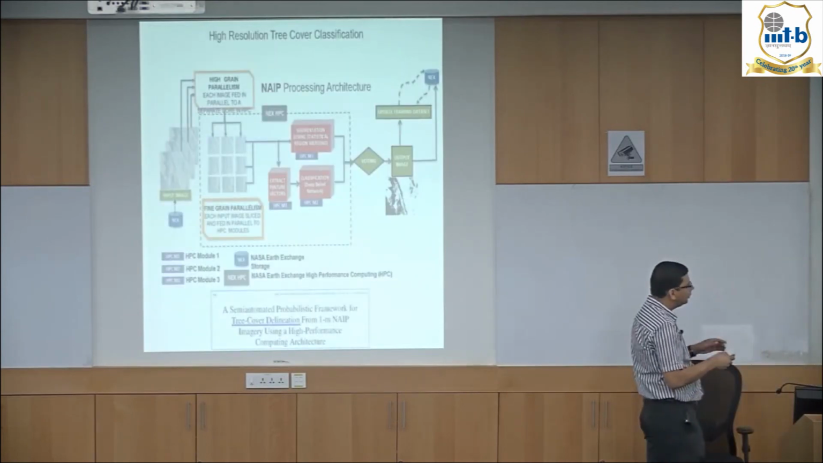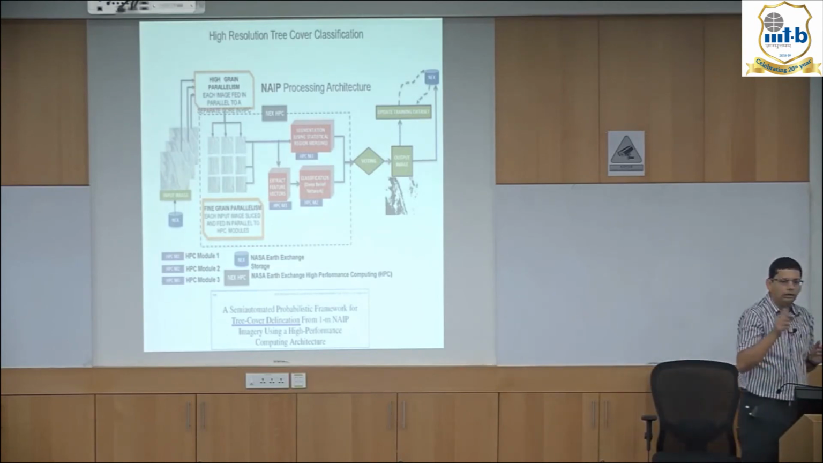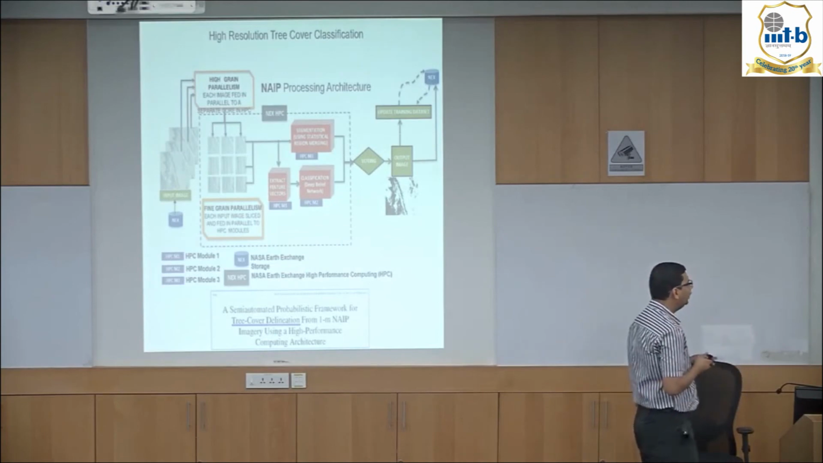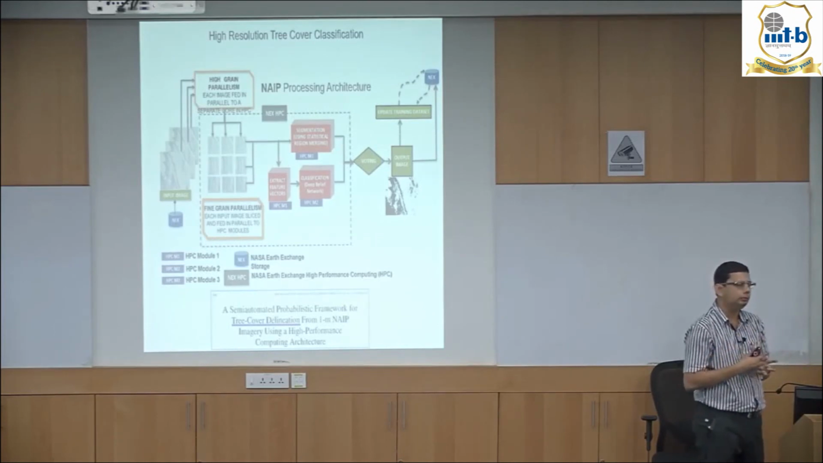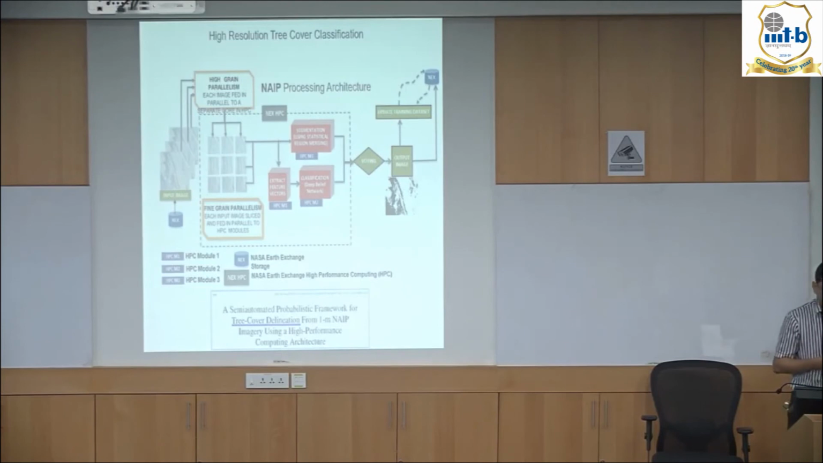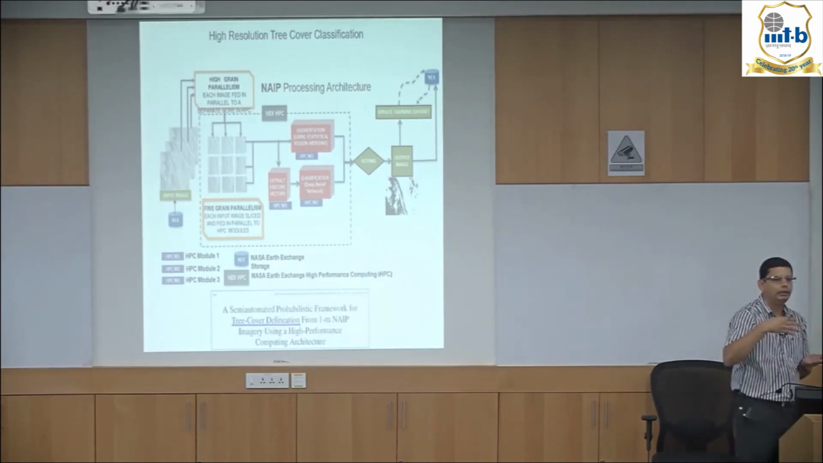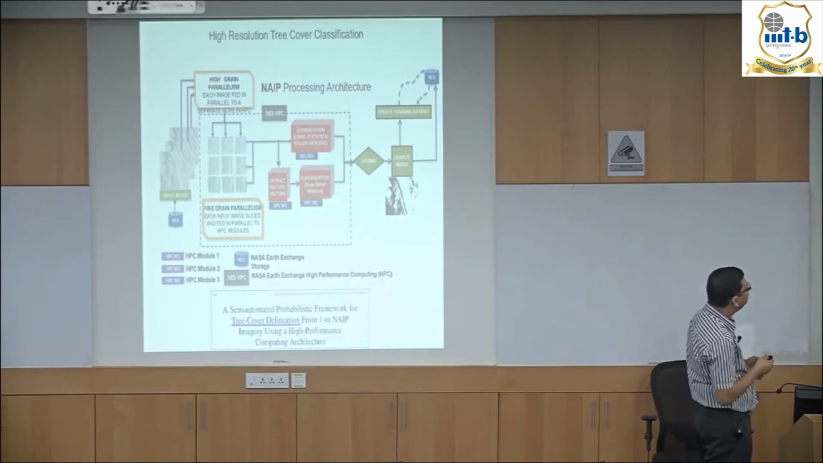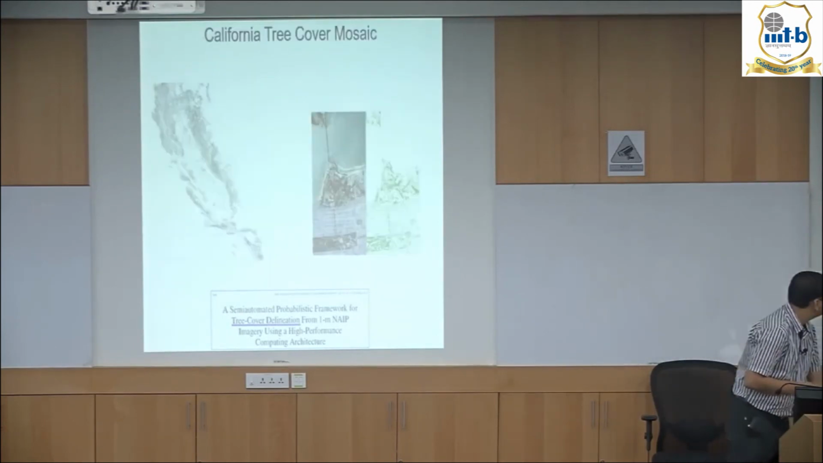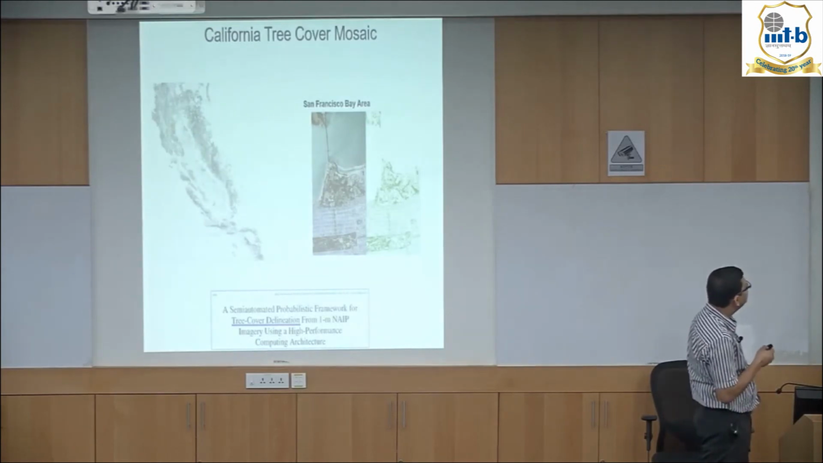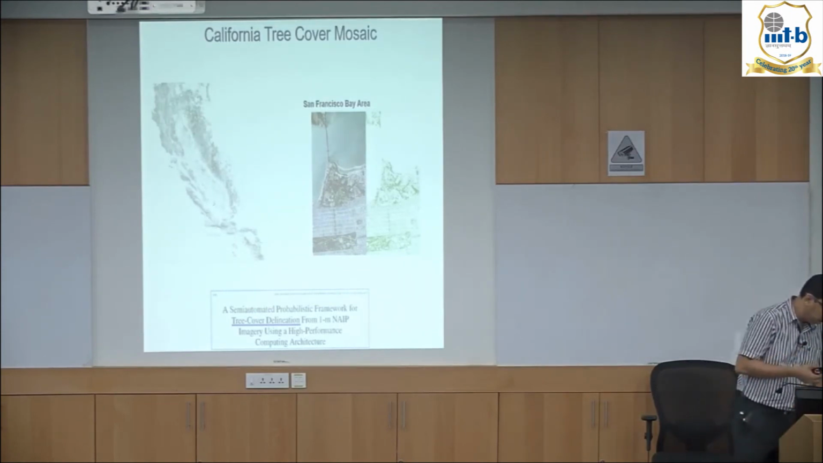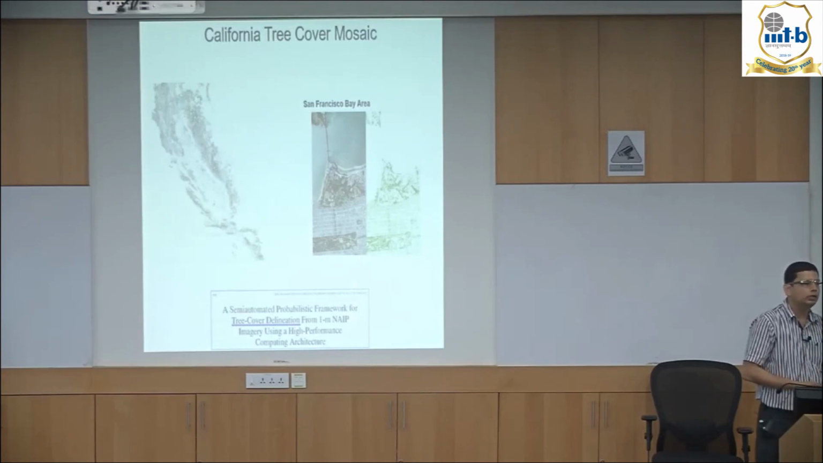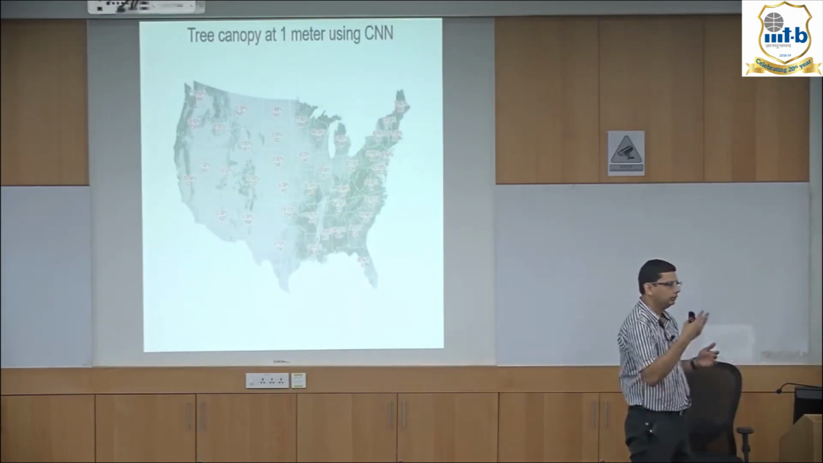Then in a similar project, what we were doing is classifying all individual trees in the entire US. We had almost 500,000 images taken from the NAIP project, the National Agriculture Imagery Program. They have a drone, a UAV, which they fly and take images, and this is not done every year. For that, we used a CNN architecture, and I'll show you some results here. This is all the individual trees in the entire state of California, and this is the San Francisco area where each tree has been mapped at 1 meter spatial resolution, so the data has become huge. The supercomputer took almost 3 weeks to do the whole calculation.